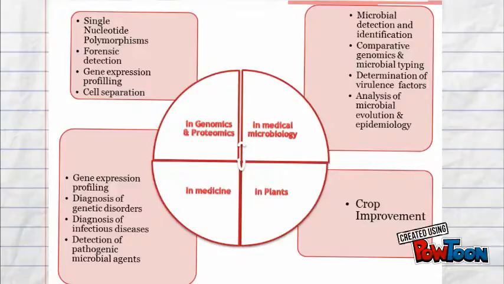The application of microarray in medicines are gene expression profiling, diagnosis of genetic disorder, diagnosis of infectious diseases, and detection of pathogenic microbial agents, while the application of microarray in plants is crop improvement.